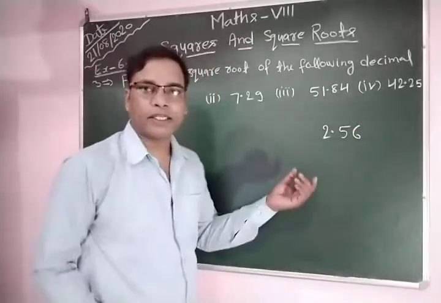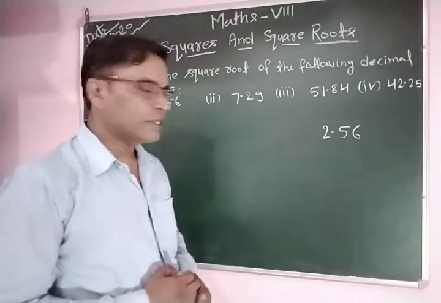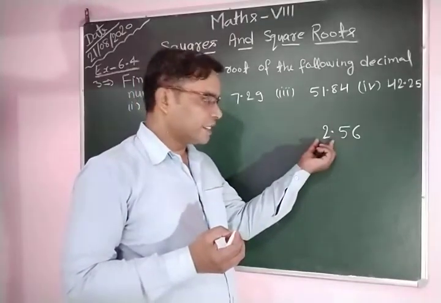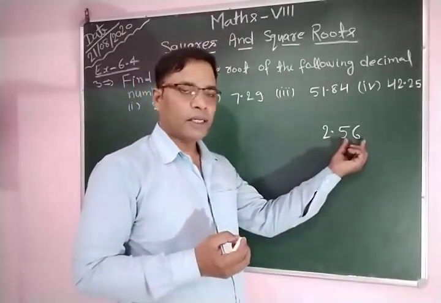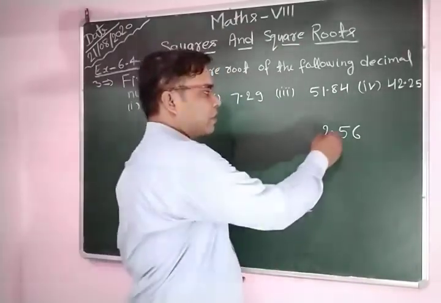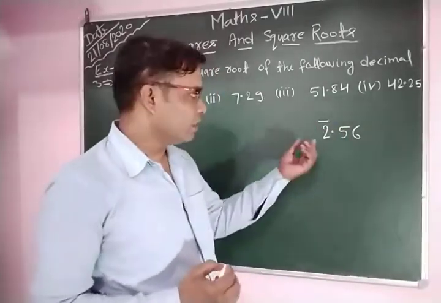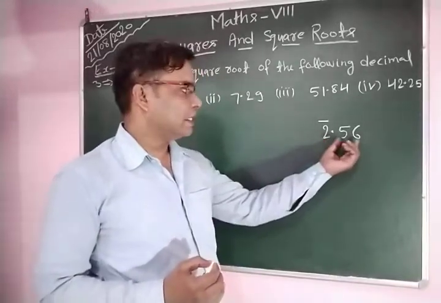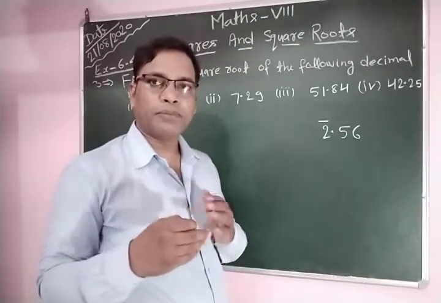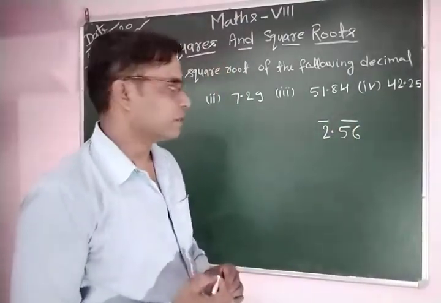We need to find the square root of this number, 2.56. So first we make pairs. This is the integral part and this is the decimal part. We pair the integral part from right to left, but here you can see only one digit, so we put the bar over the 2. In the decimal part we put the bar from left to right. So here you can see this is one pair, 56.